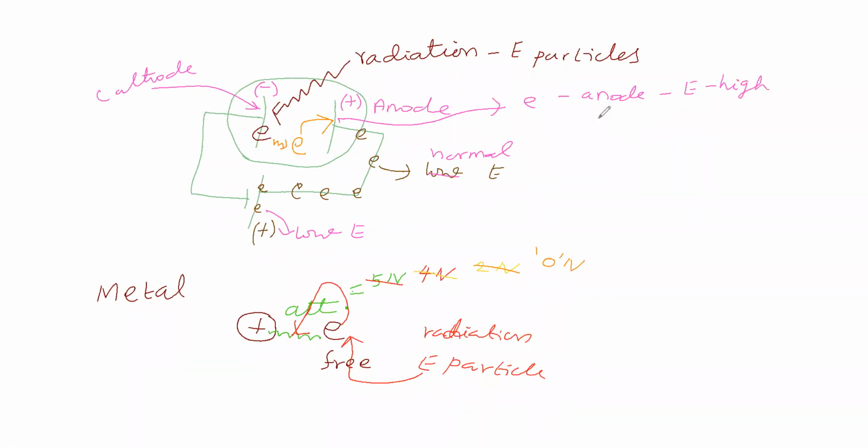Now you see that this higher energy electron is striking this electron, therefore this one gets higher energy. Which one is getting higher energy? This one gets higher energy. Therefore, what has happened to the energy? Have you seen? The energy is transferred like this.